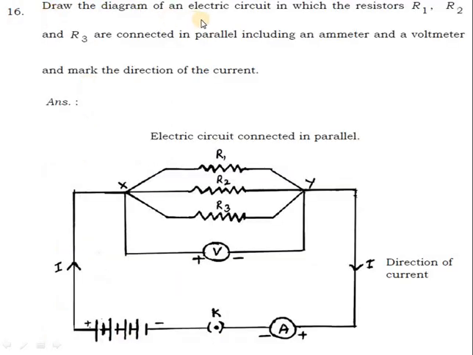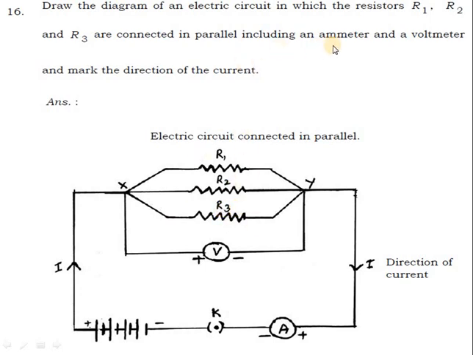Next, draw a diagram of an electric circuit in which the resistors R1, R2 and R3 are connected in parallel, including an ammeter and a voltmeter, and mark the direction of current. Whenever you are having a parallel combination, the similar ends of the resistors are connected to one end and the opposite ends to another end. Here R1, R2 and R3 are in parallel combination.